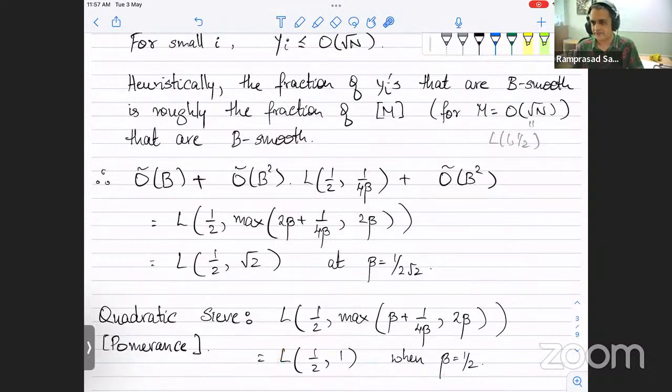As a result, this gets optimized at beta equal to half, and you end up with L half comma 1. What I thought there was something you said gives us L 1/3 comma 1.